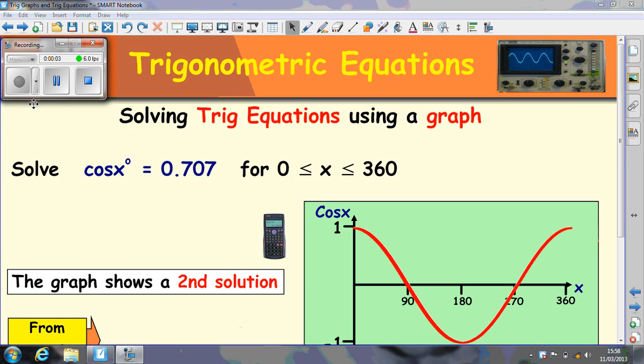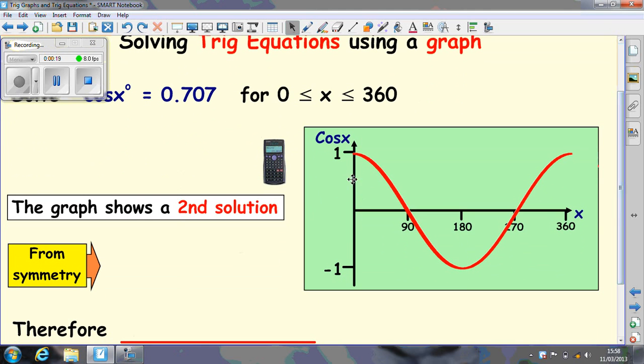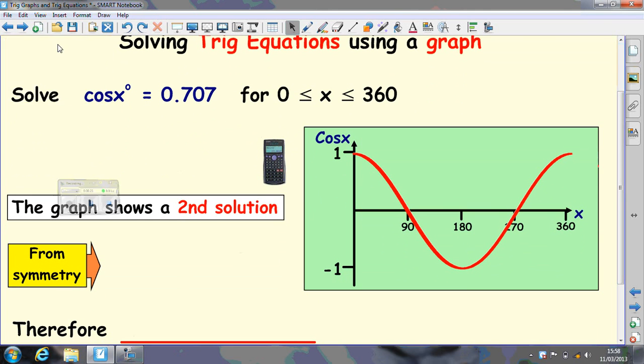In this second example of trig equations, we're going to look at cos, or the cosine wave. So our equation is cos x equals 0.707 between 0 and 360 degrees. The graph shows here the cosine wave between 0 and 360 degrees. And you can see from the graph there are two solutions.